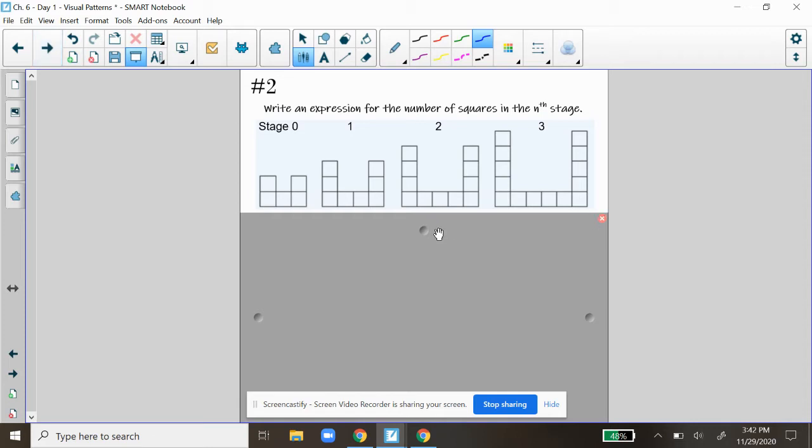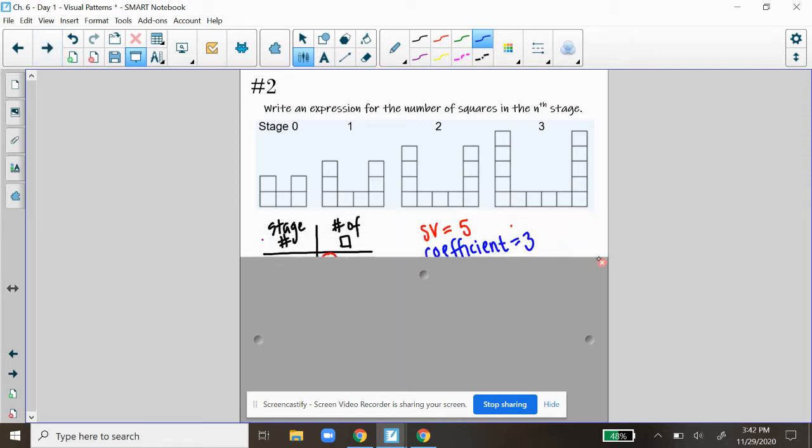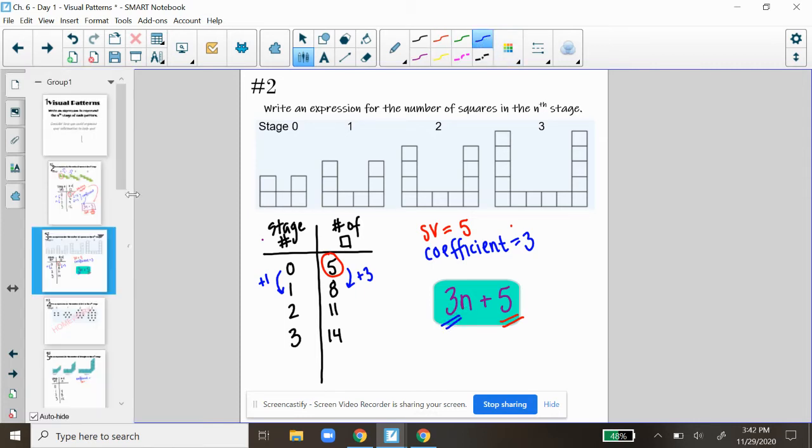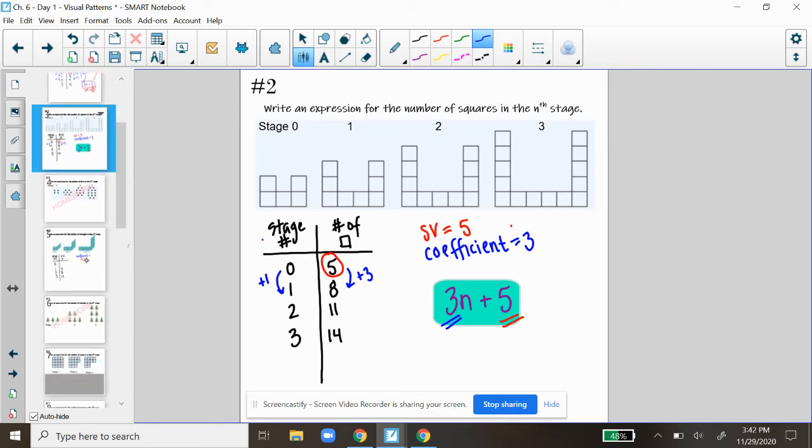Okay, you are back. So hopefully this feels good to you. Hopefully you made a T-chart. Hopefully you saw that your starting value is 5. And so that becomes right here. Here's our 5. Hopefully you realize that the stage is growing by 3 each time. And so that gave you your coefficient of 3. All right, let's move on and try another one.